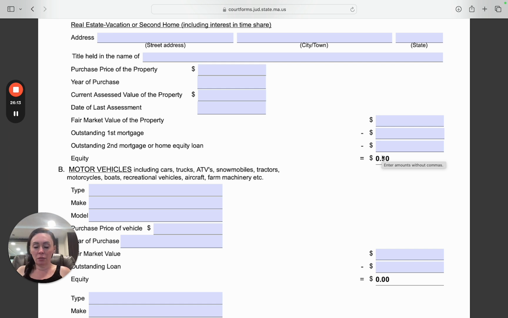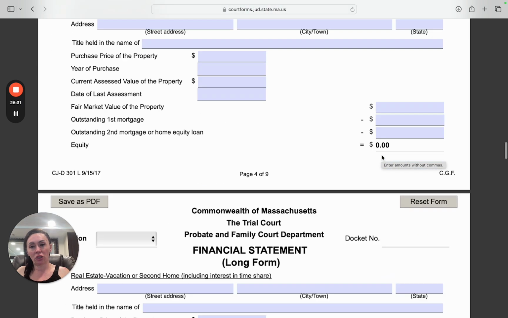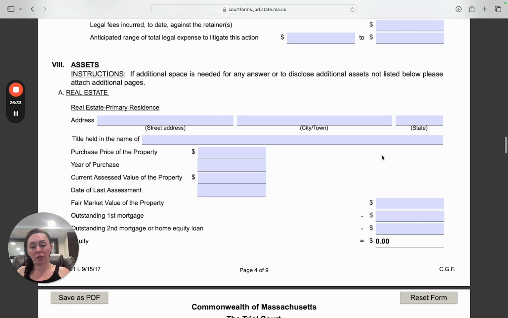Real estate. All right. If you have a vacation or a second home, even if it's a timeshare, that gets listed here. You're going to be filling out all of the same information that I talked about in this first section under your primary residence.